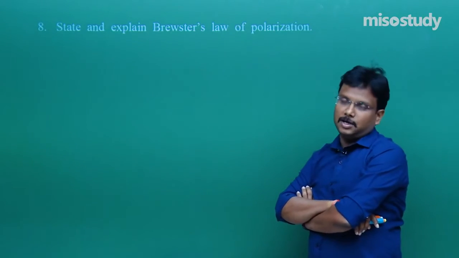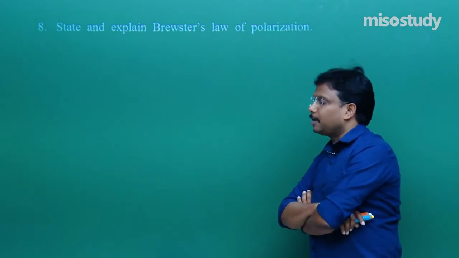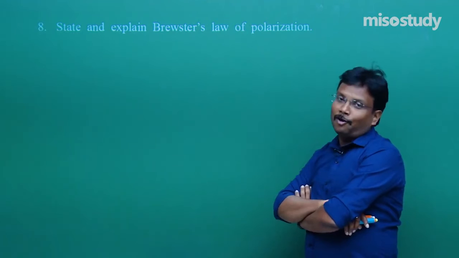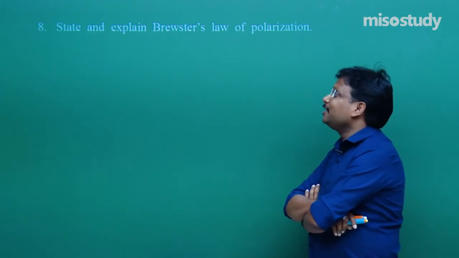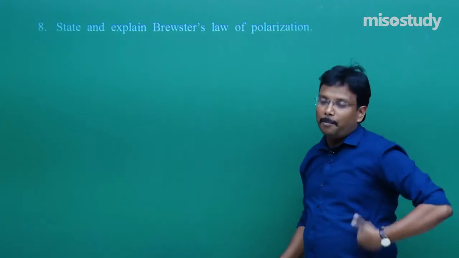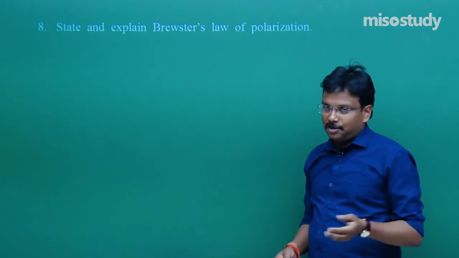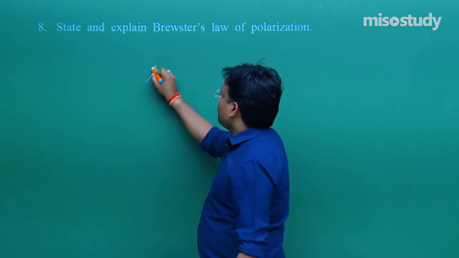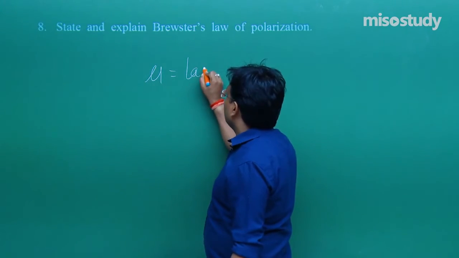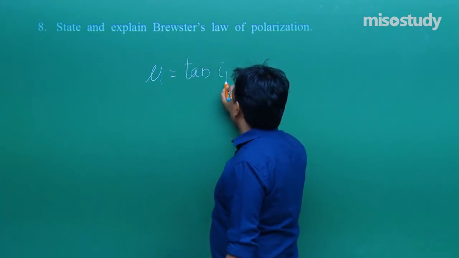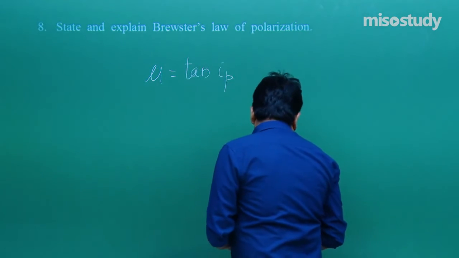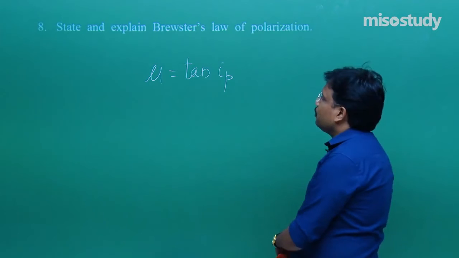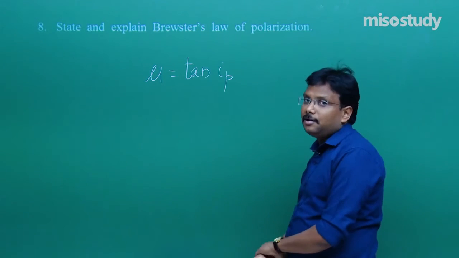One proper video I prepared for this particular topic. Please be regular. I am definitely not going to write down the answer, because it is directly based upon one of my old lectures, fine. Here what you will have to prove? Here you have to prove that mu is equal to tan ip. I hope you all have the idea of this relation, fine. So what is ip, what is mu? Mu is refractive index.